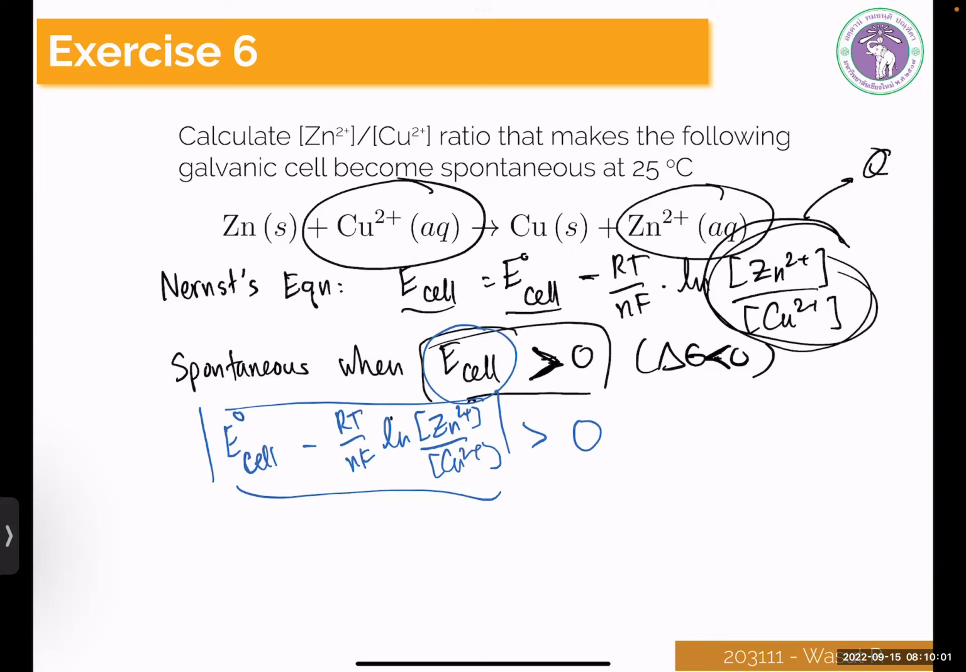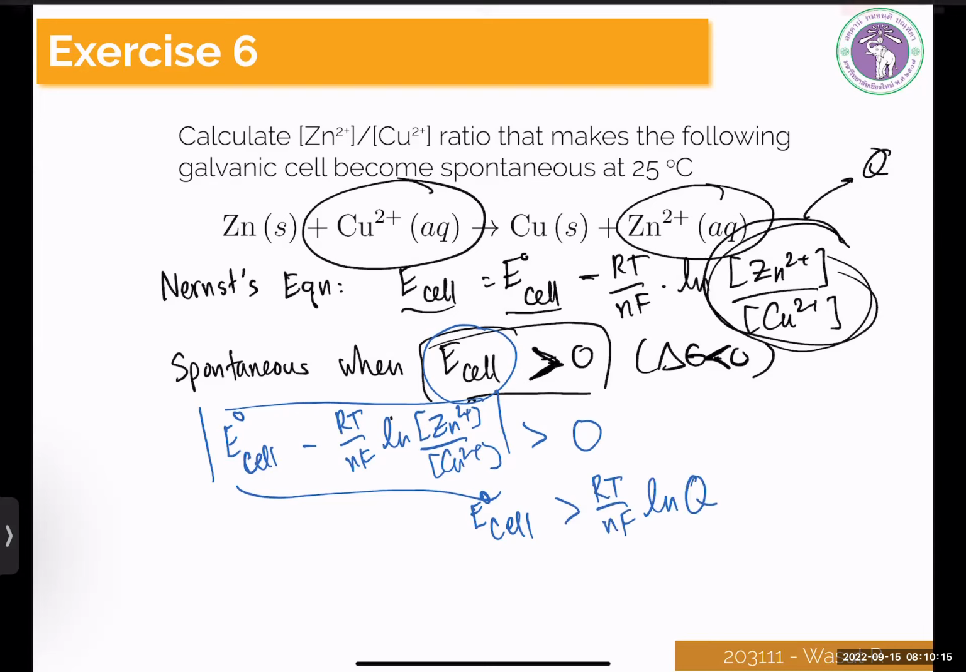Okay, so E naught cell, sorry, has to be greater than RT over nF times the natural log of Q, let me write that for short, okay? Which Q is just this guy right here. So RT over nF times the natural log of Q is less than E naught of the cell. Okay, what's E naught of the cell, by the way?